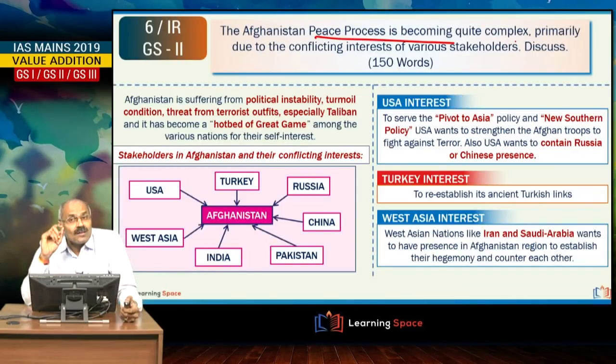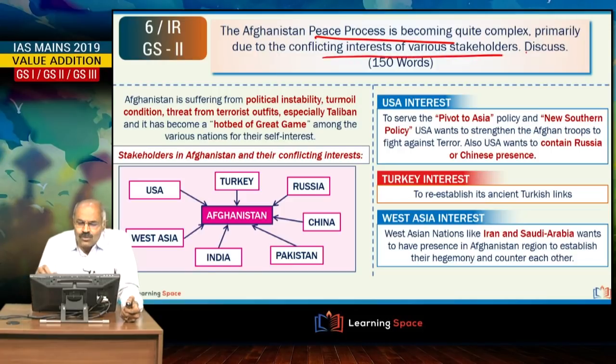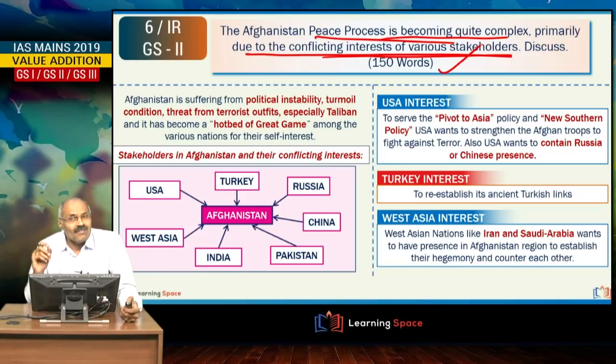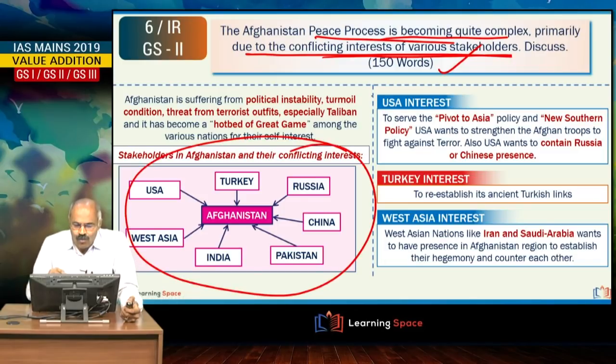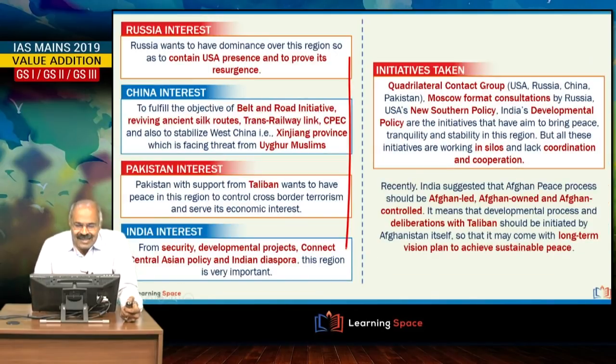Afghanistan peace process. On the Afghanistan peace process, different types of questions can be asked. Friends, this is the question we have asked. Primarily due to the conflicting interests of various stakeholders, the Afghanistan peace process is becoming quite complex, right? You have to mention, because this is a straightforward question. Discuss. Friends, who are the stakeholders and what are their conflicting interests? Straight away the answer can be given, right?